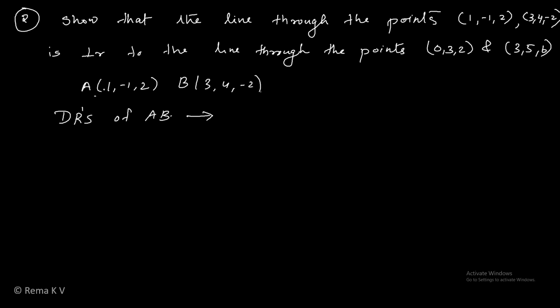Whenever 2 points are given to you, x1, y1, z1 and x2, y2, z2, then to write the direction ratios of this AB, you have to find x2 minus x1, y2 minus y1, z2 minus z1. That gives the direction ratios. It is 2, 5 and minus 4.